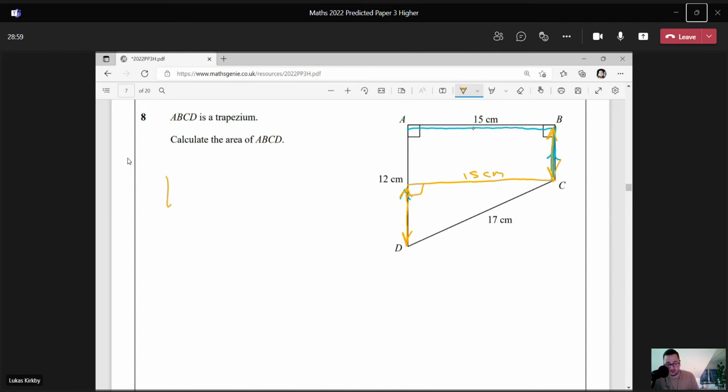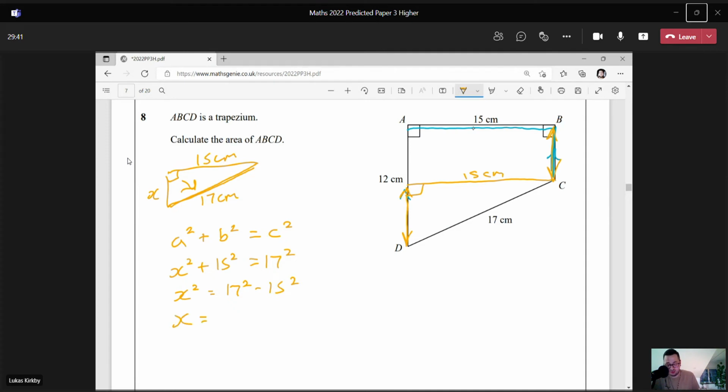So let's draw my triangle again. We've got 15 centimeters and 17 centimeters, and this is, let's call it, x. With Pythagoras, it's a squared plus b squared equals c squared. Now c squared is our longest side, which is always the one opposite the right angle. So that's 17 squared. A and b, it doesn't matter what order you put them in, so let's say x squared plus 15 squared. Then we want to take away this 15 squared so we're getting x squared on its own. So x squared is 17 squared minus 15 squared, and to find x, we just want to square root all of that.